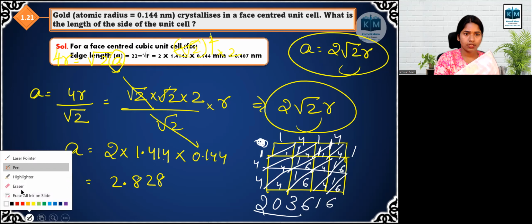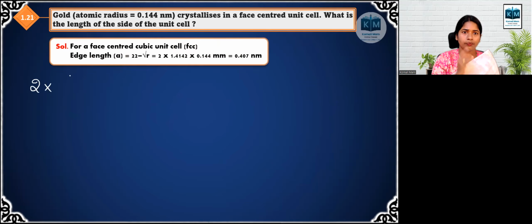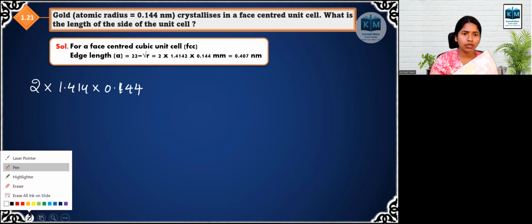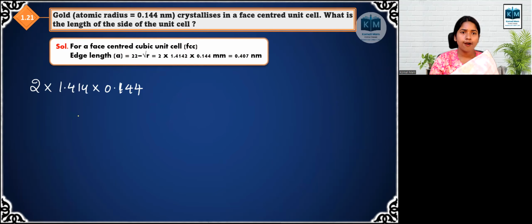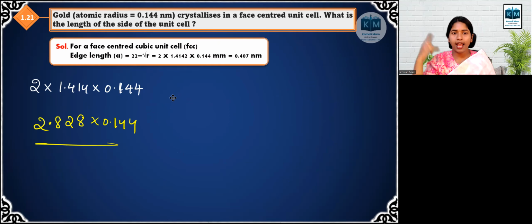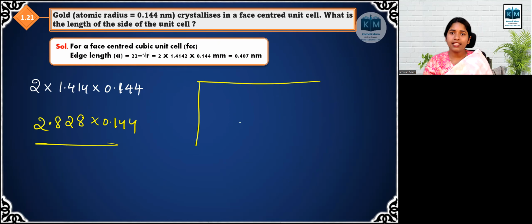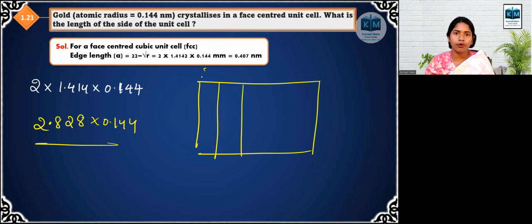Again, I'll do it, because I want you to learn how I am doing the calculation. 2 into 1.414 into 0.144. Whatever answer I got in that step, I can directly multiply with a 2. Fine, doing one more time.